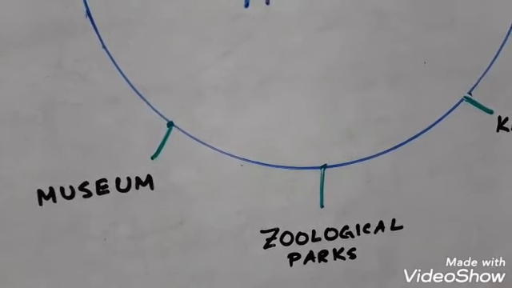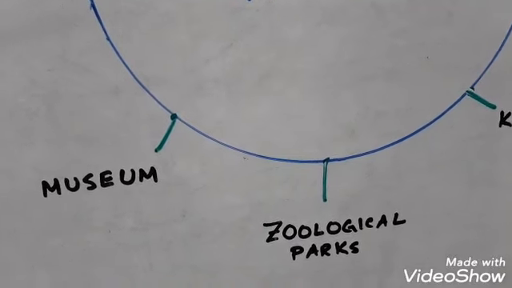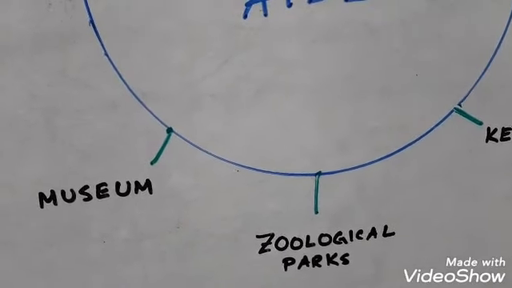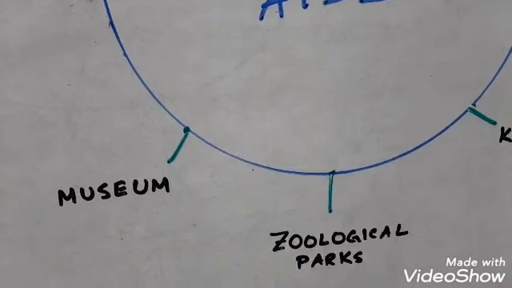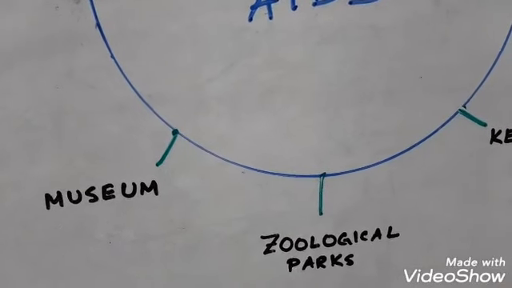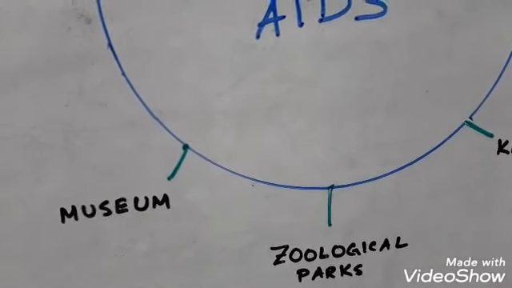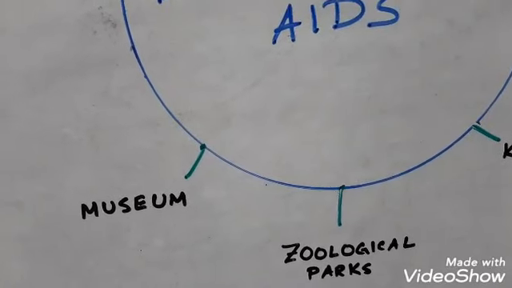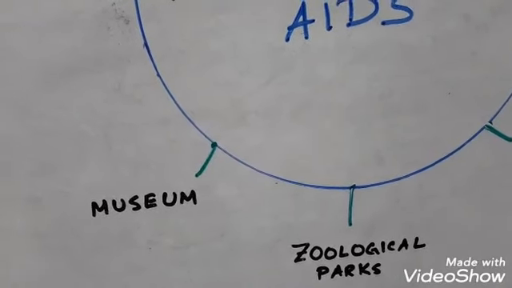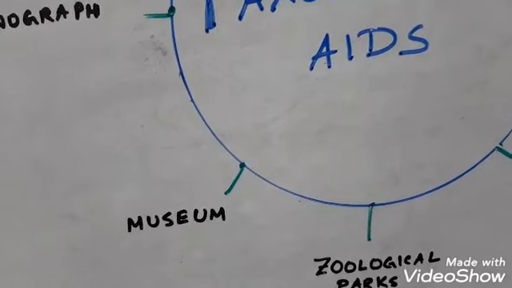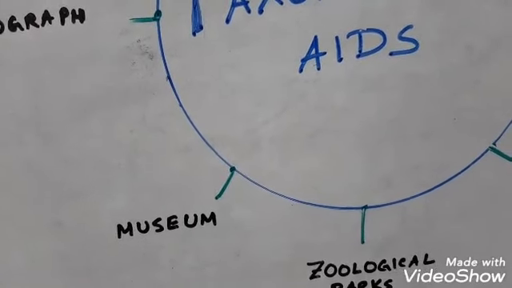So, zoological parks also provide natural habitat to the animals. In India there are so many zoological parks. Nearly 200 zoological parks are present in India. You have heard about Nandankanan Zoological Park. It is in Odisha, Nandankanan Zoo.